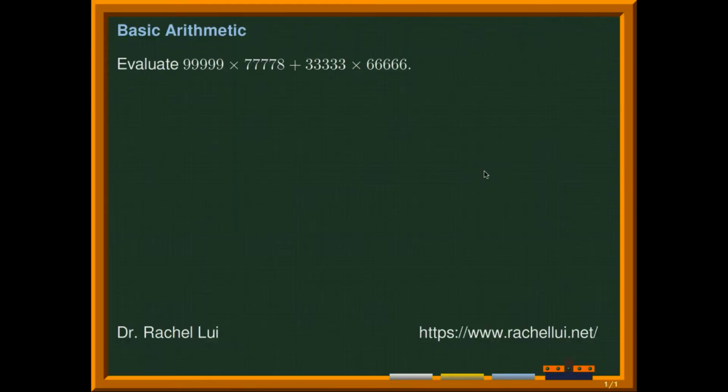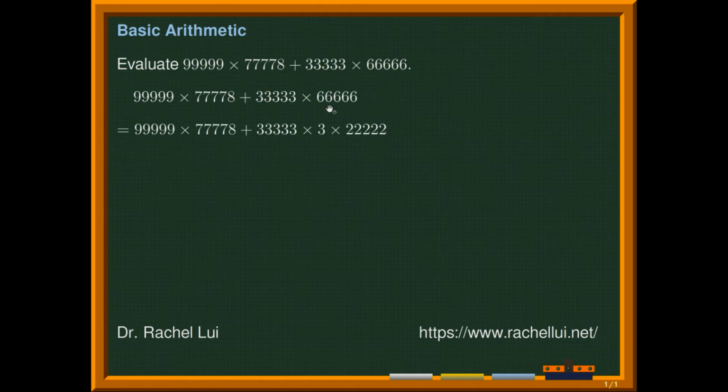In this slide, we are asked to evaluate 99,999 times 77,778 plus 33,333 times 66,666. Since I want to use distributive law, so I see that here I have 99,999, and I also want a 99,999 here. And I can see that there is a 33,333. So if I can take out a 3 from here, then it would be great.